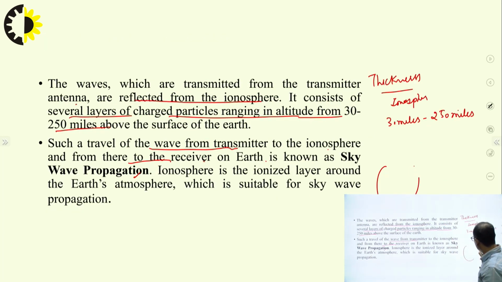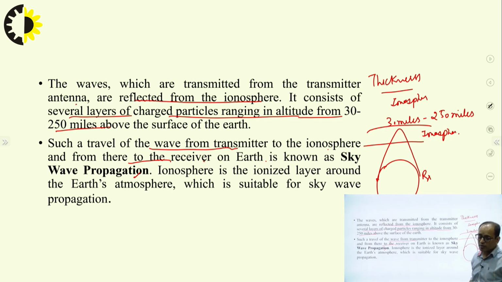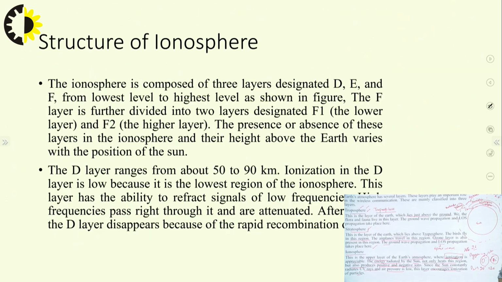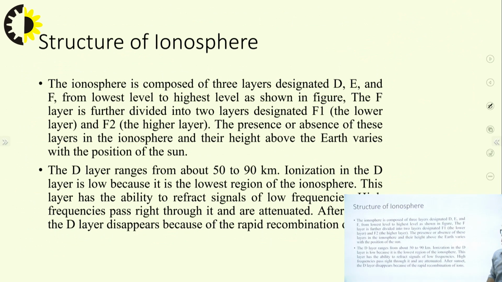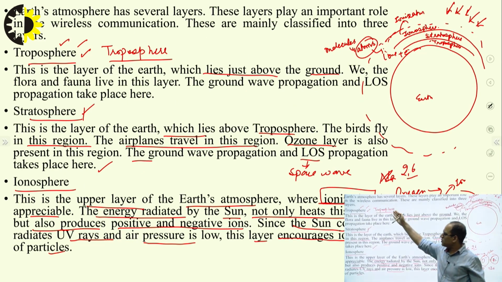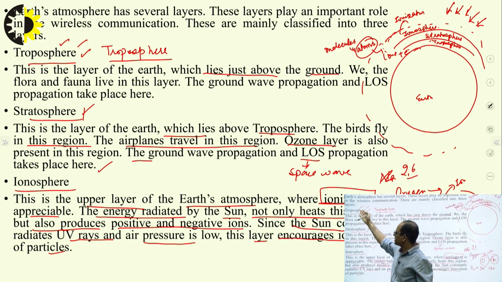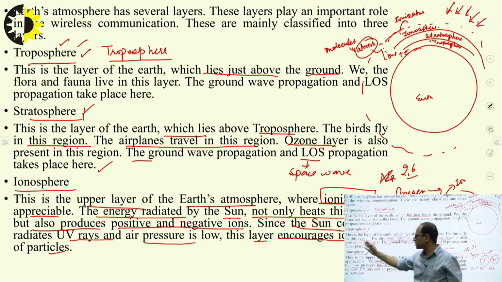If this is a transmitter, this transmitter will send the signal to the receiver through the ionosphere. So this type of wave propagation is known as skywave propagation. So this is the earth atmosphere, that is the troposphere. Above the troposphere there is the stratosphere layer, and above that stratosphere there is the ionosphere, which is mainly responsible for skywave propagation.